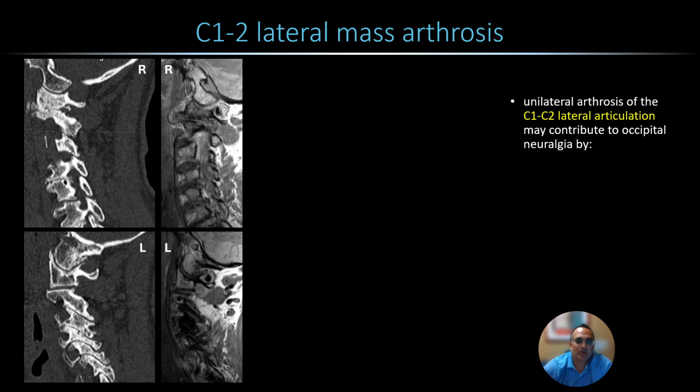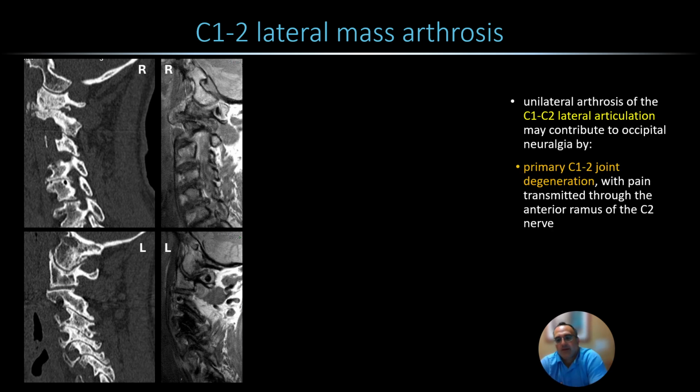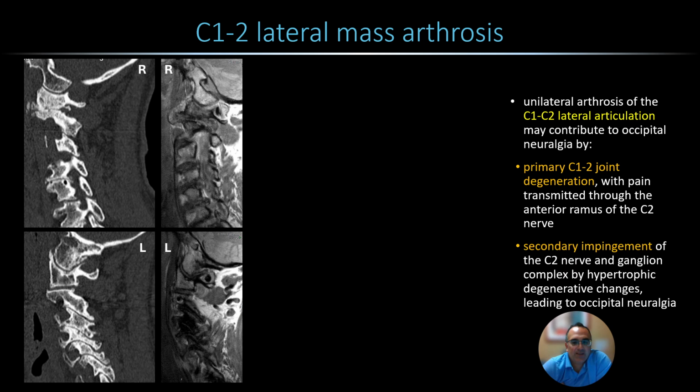The last case I'll show you is related to arthrosis at the C1-2 lateral mass articulation. This is just something to be aware of, that unilateral arthrosis at this articulation may contribute to occipital neuralgia by either causing primary degeneration at the joint and pain transmitted through the anterior ramus of the C2 nerve, or secondary impingement of the C2 nerve and ganglion complex by hypertrophic degenerative changes leading to occipital neuralgia.